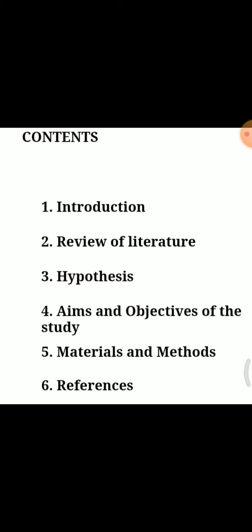Fourth one is aims and objectives. So what is the difference between aims and objectives? Aim is only one, so it will be broad, and objectives will be, in order to fulfill that aim, you will be distributing your objectives into small sections, so that each one will give you a specific outcome from that study. Next one is materials and methods, which includes everything.